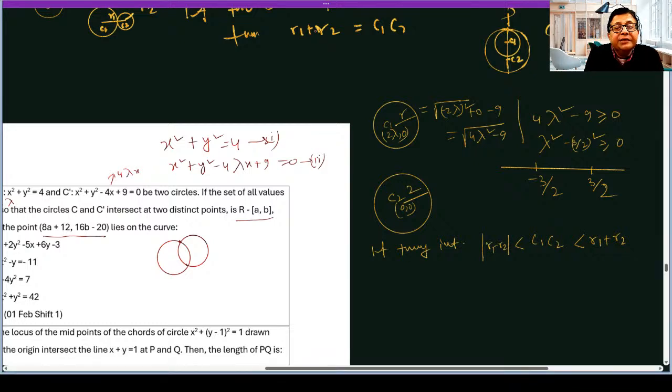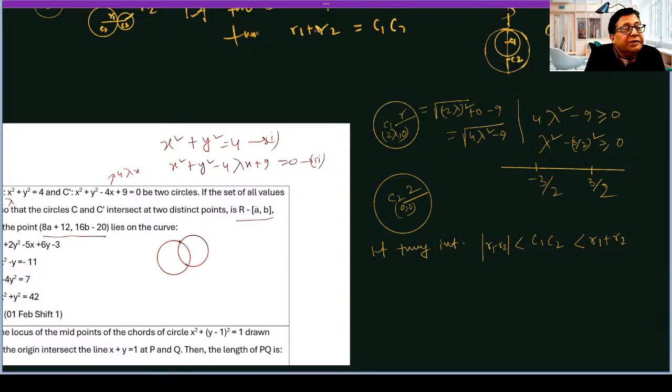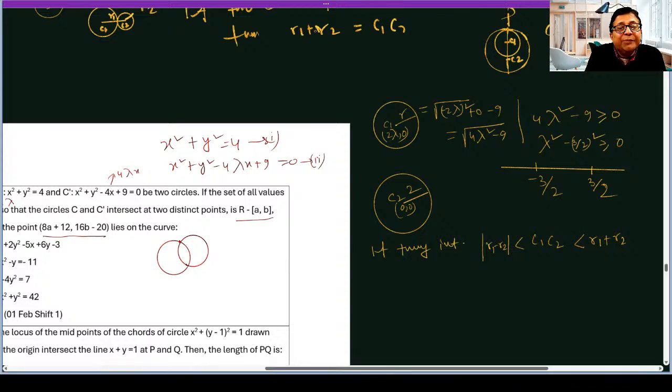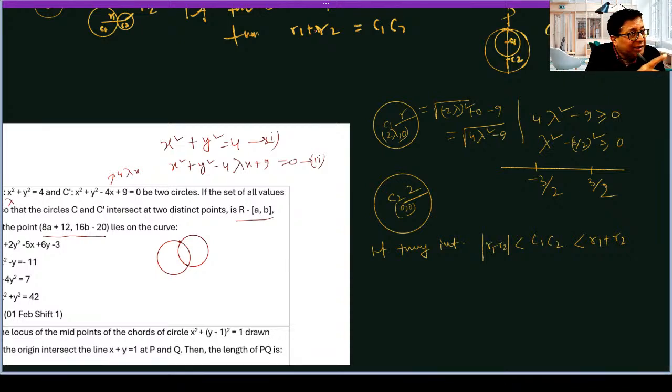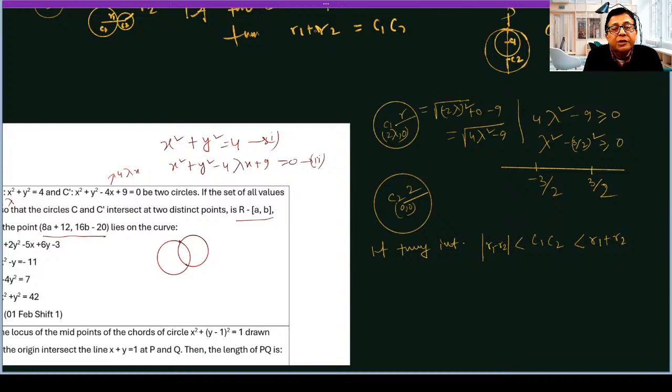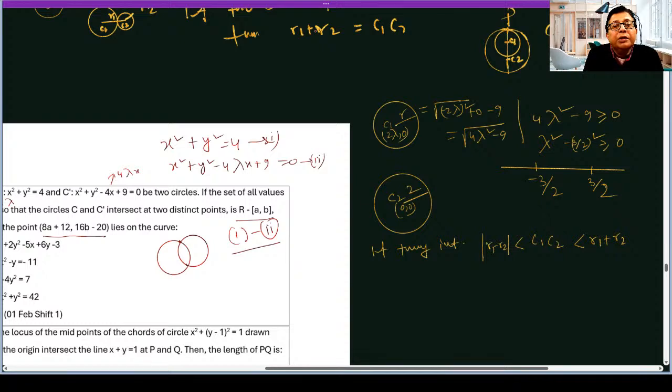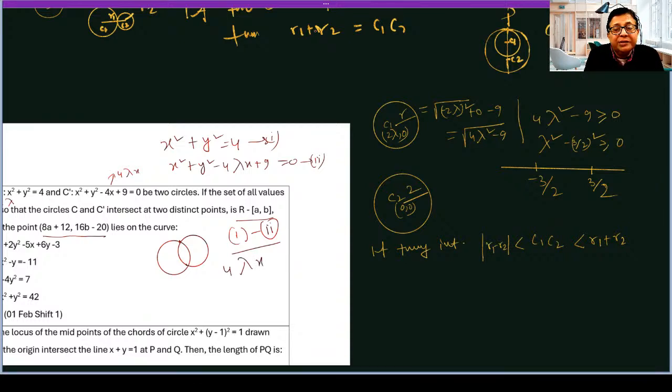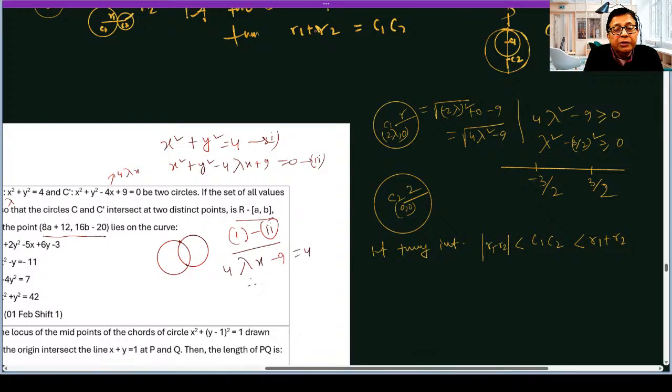If they intersect, then the quadratic equation we get by solving this will have real roots. Agree or not? Quadratic equation we get from here will have real root. Just do that. So just doing 1 minus 2 here. If we do, then what do I get? 4 lambda x minus will be that. So x going to be 13 by 4 lambda. Agree or not?